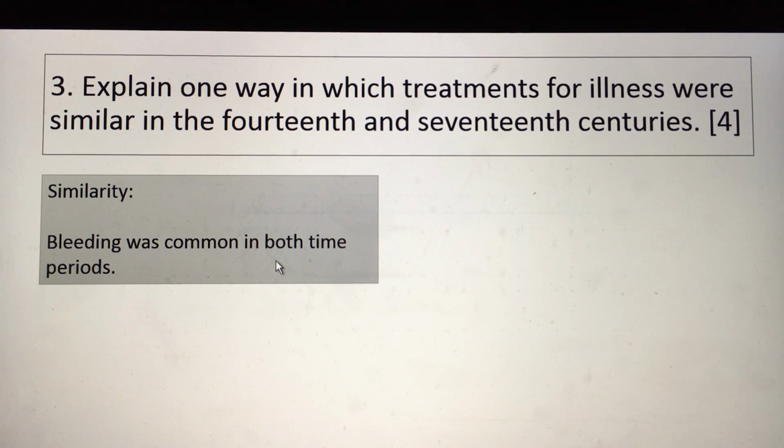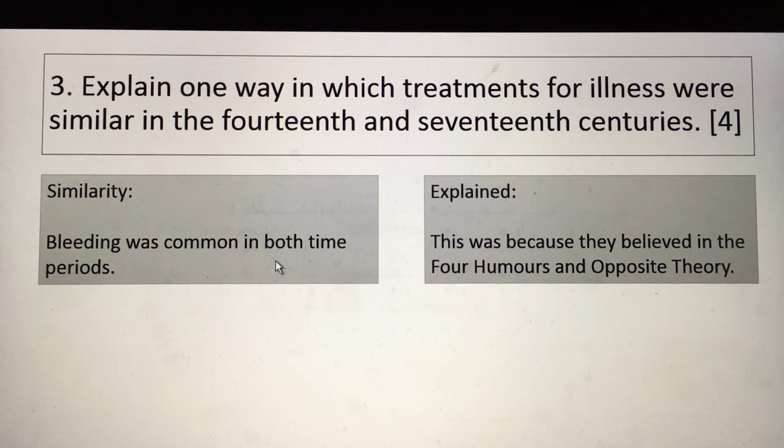You then need to say a little bit about why they did that, okay? Explain that. So I've said here, this was because they believed in the 4 humours and opposite theory. If you want, you can go a bit further and say that these ideas were from Galen, and that Galen was still the most important doctor in these time periods with regards to treatment.